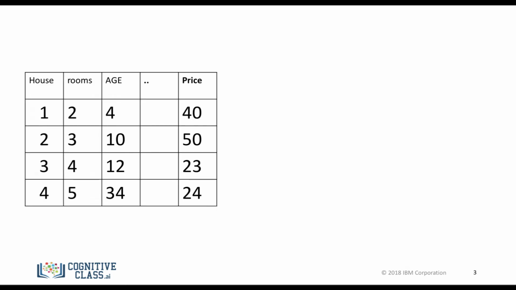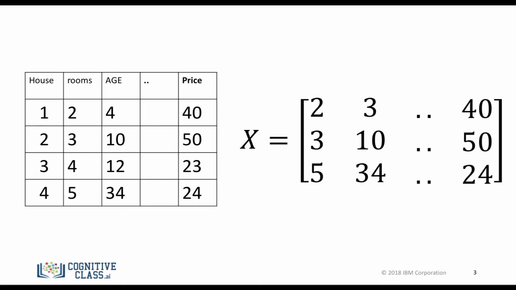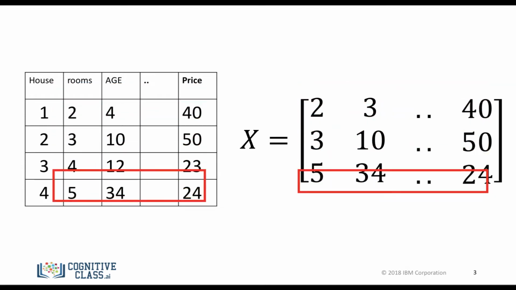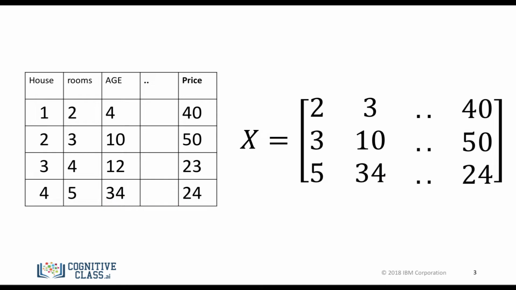A 2D tensor can be viewed as a container that holds numerical values. Consider the following database of housing information. Each column contains a feature or attribute, such as number of rooms, the age of the house, and the price of the house. Each row represents a different house. We can represent this data with the tensor X. In 2D, tensors are essentially matrices. Each row of the tensor corresponds to a different sample, and each column represents a different feature or attribute.